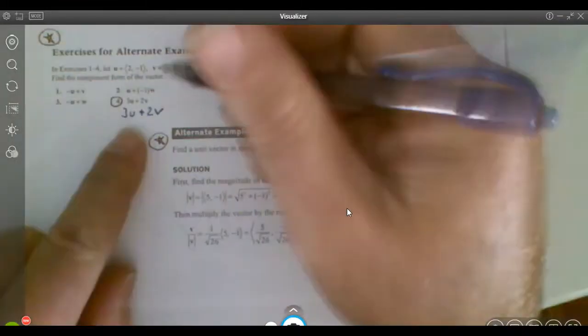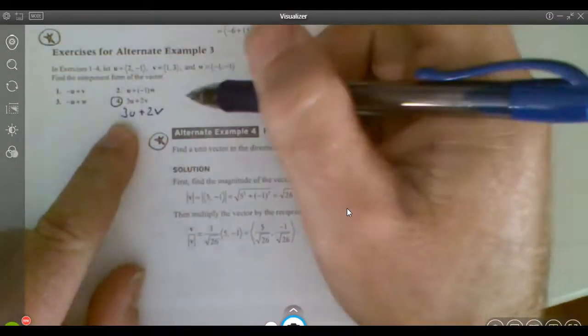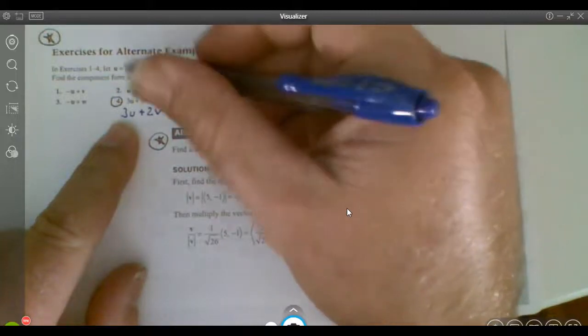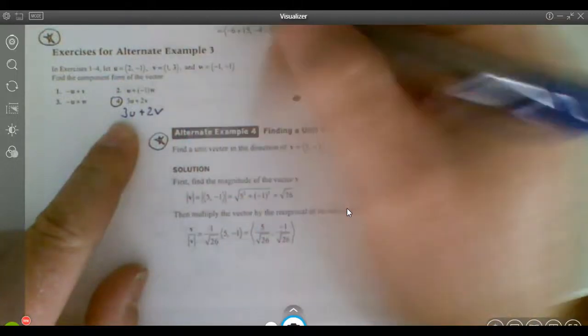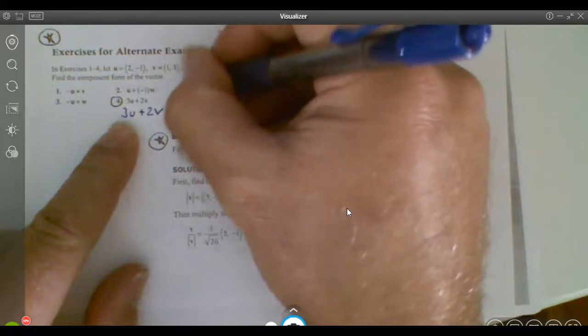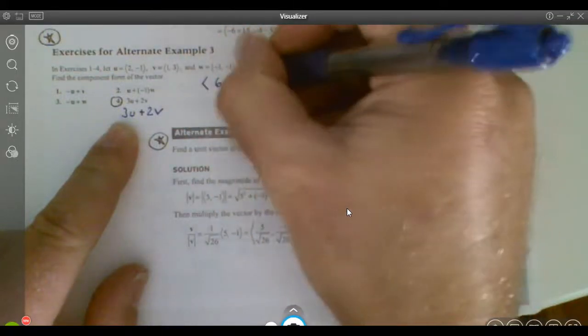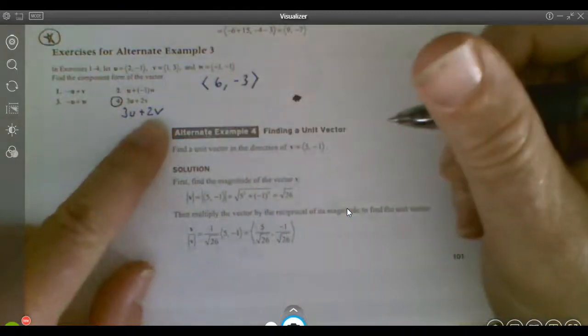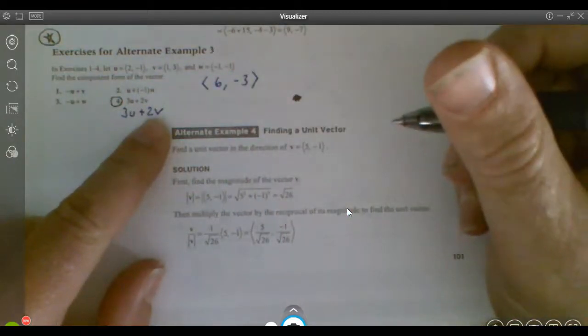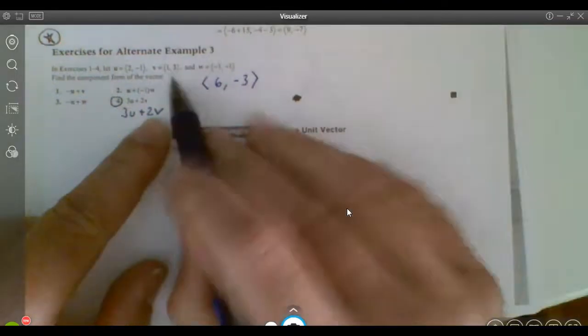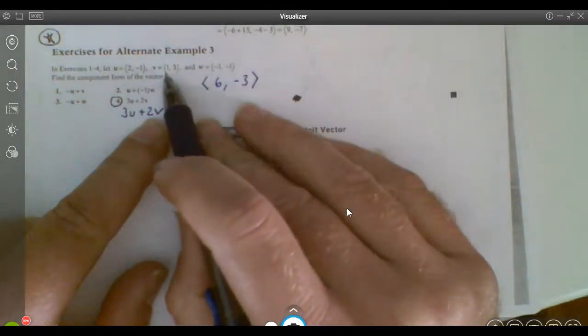In other words, I'm going to multiply vector u times a scalar of 3. So if I multiply both components by 3, it becomes 6, negative 3. If I multiply my v vector by a scalar of 2, then my new numbers for that would become 2, 6.